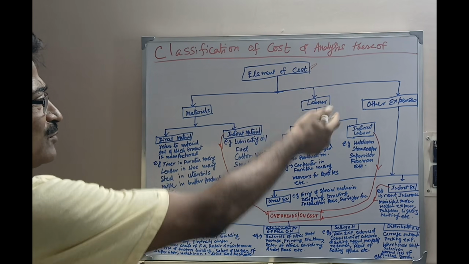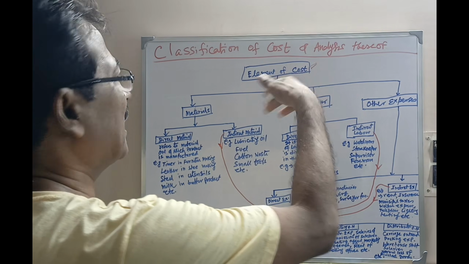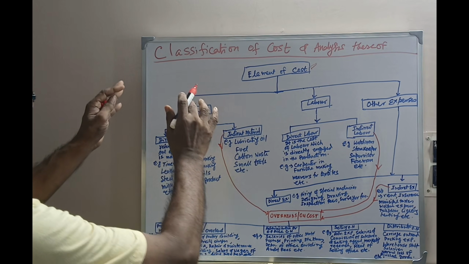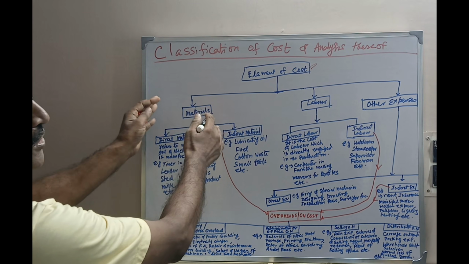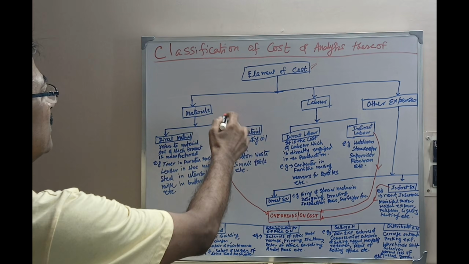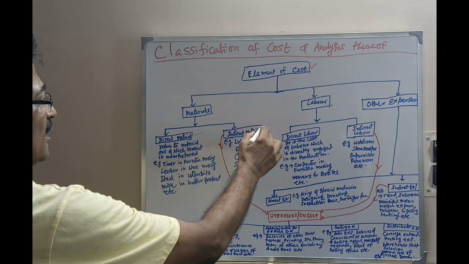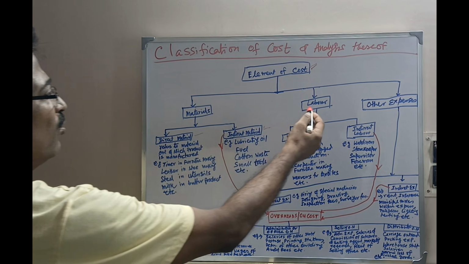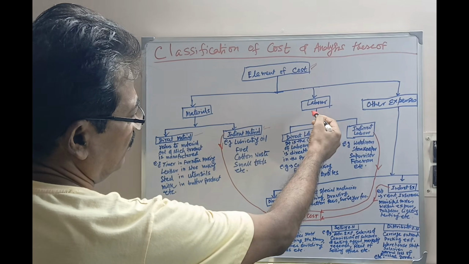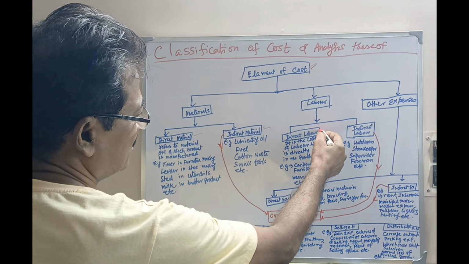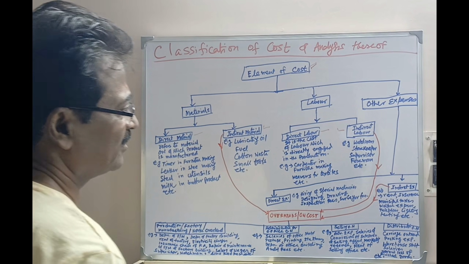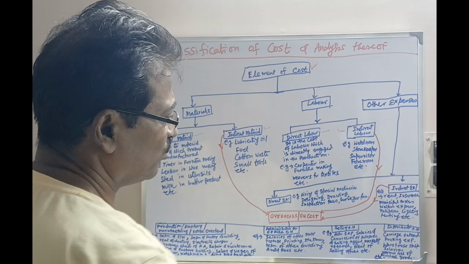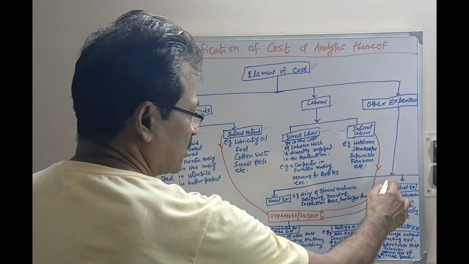These may be analyzed further. So material can be divided into two: one is direct material and another one is indirect material. Labor can also be divided into two: one is direct labor, another one is indirect labor. Similarly, expenses can be divided into two: one is direct expenses, another one is indirect expenses.